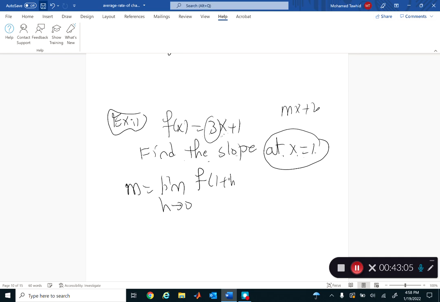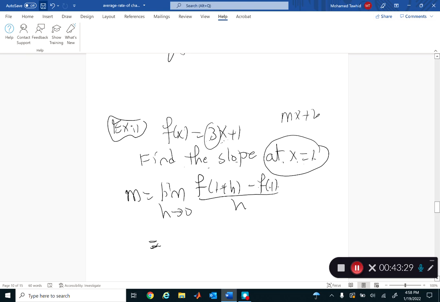So you have f of 1 plus h minus f of 1, that is f of a plus h minus f of a, over h, right? So now I need to figure out what this is, and I know the answer should be 3, but let me show you how to use this formula, because that is a general formula to get this. So now I need to get f of 1, right?